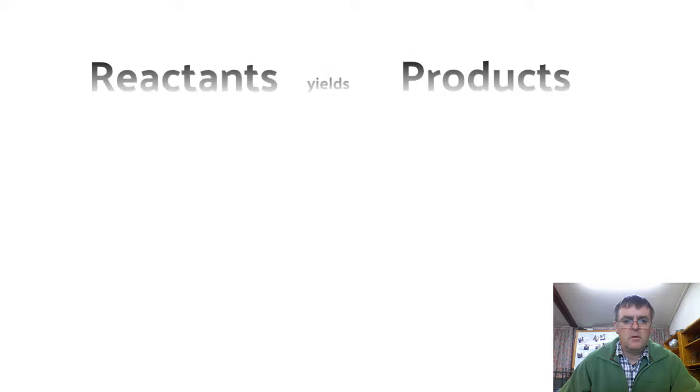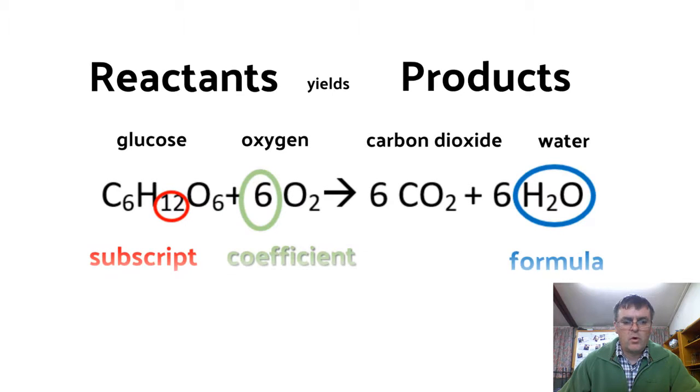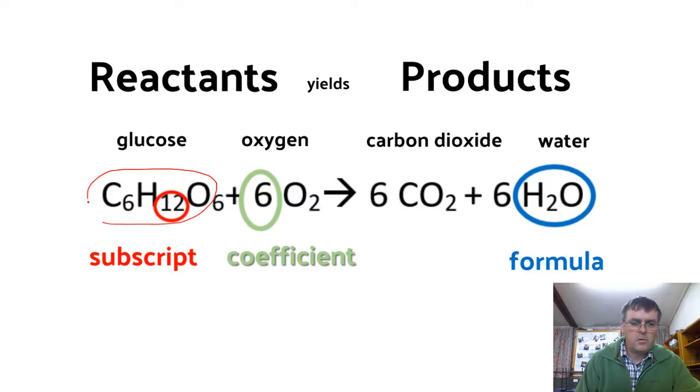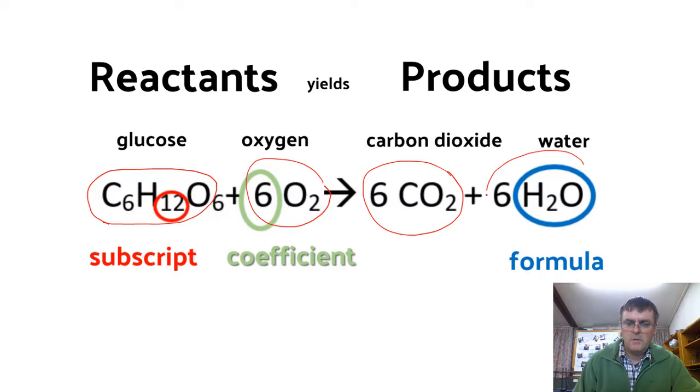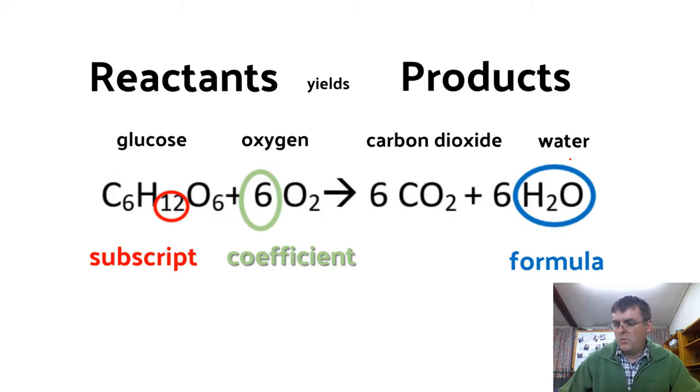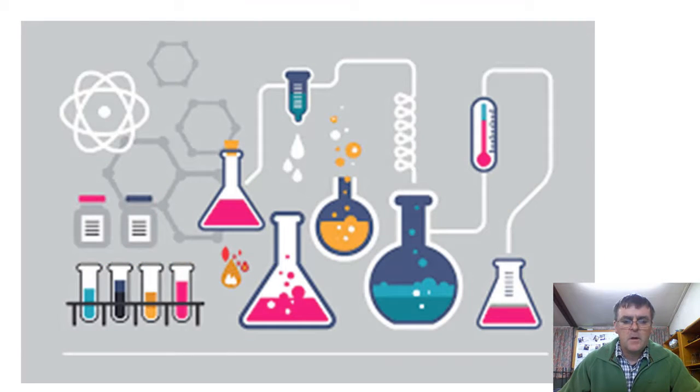Going back to this, we've gone from words to a symbol equation. So now this is the glucose, this is the oxygen, here becomes our carbon dioxide, and this here is the water. So that's a symbol equation. Now it has these other things called superscripts and coefficients and formulas, but I'm going to explain those in a different video. So that was a quick introduction to equations, word equations and symbol equations.